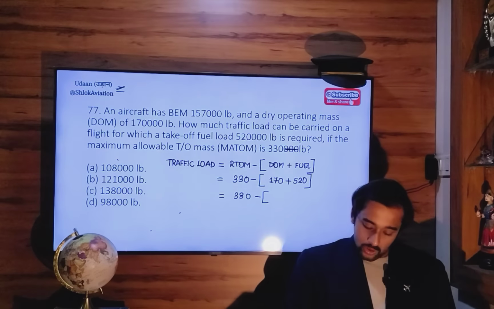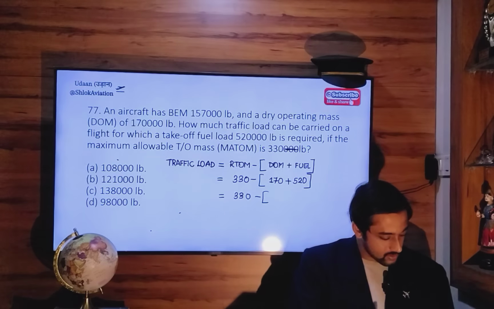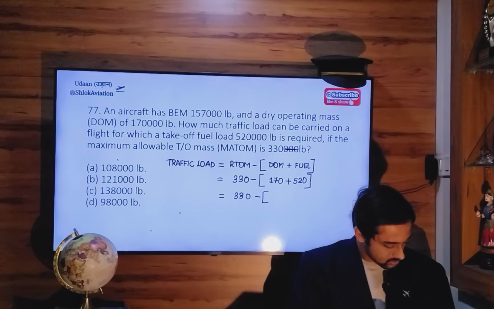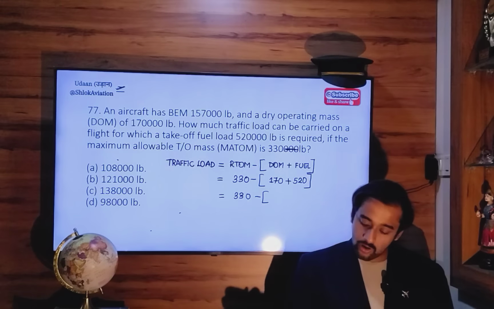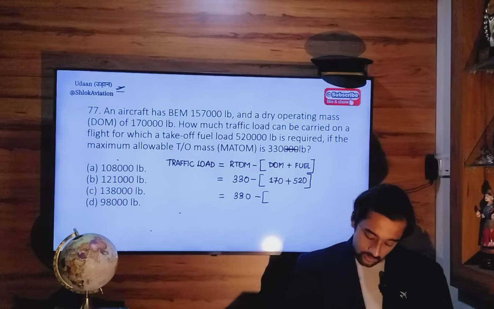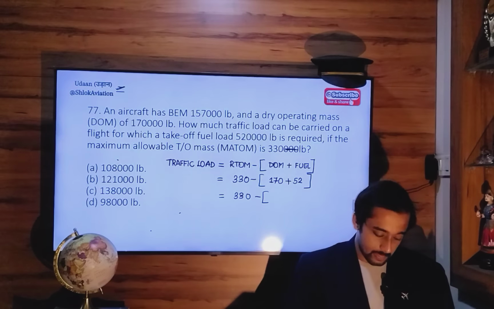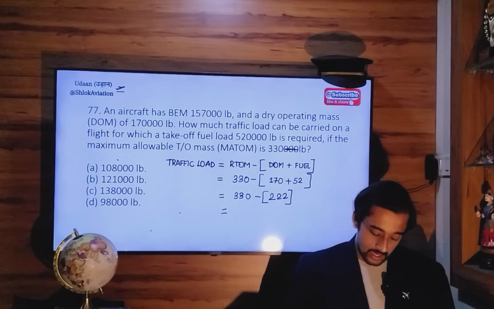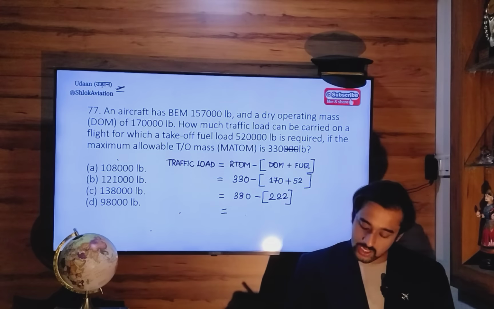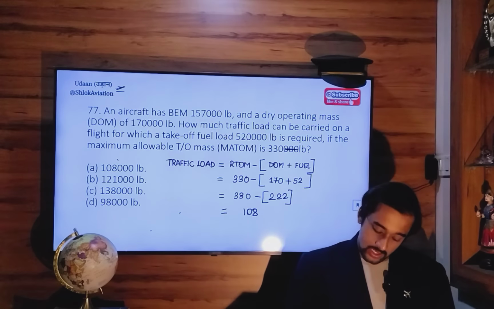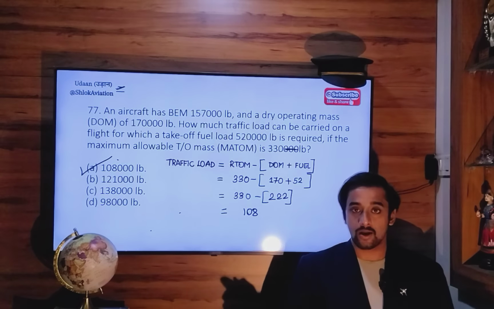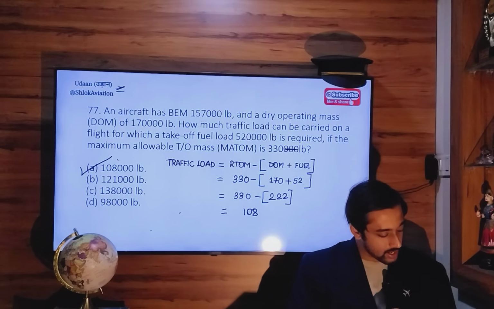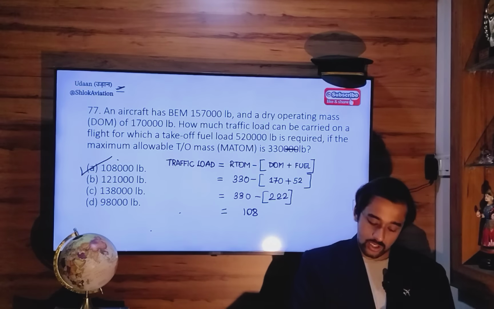So takeoff fuel load, question 77. Takeoff fuel load is 52,000. So it's not 520, it is 52. So 170 plus 52 is 222. So 330 minus 222 is 108, or 1,08,000 pound. So option A is the correct option. Let's go to the next question. Question 78.